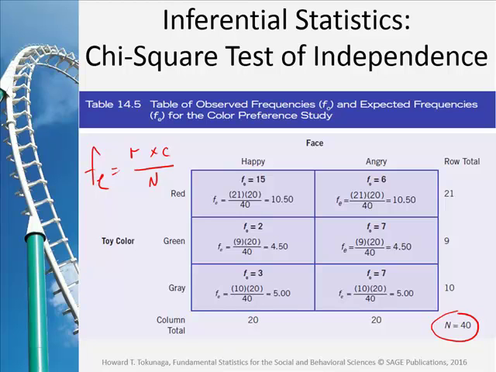Row total. So let's do row 1, column 1. Again, I know this is annoying. This is R1 column 1. This is R1 column 2. This is R2C1. This is R3C1. This is R2C2. R3C2.